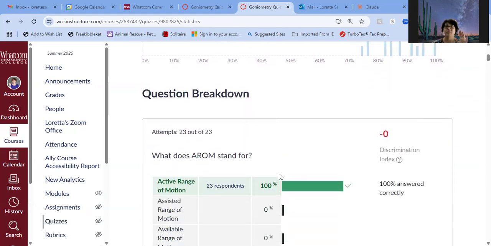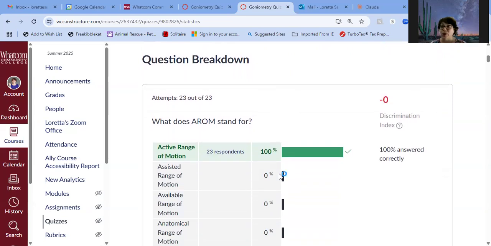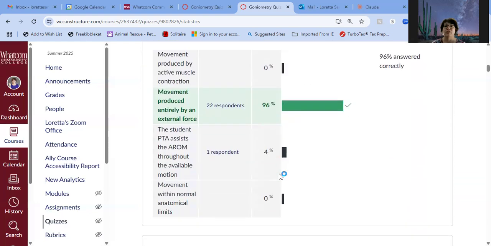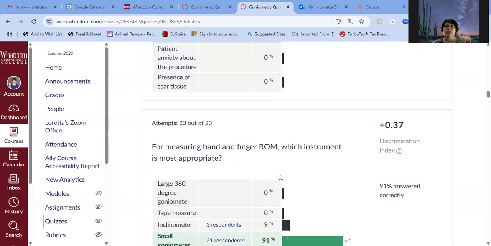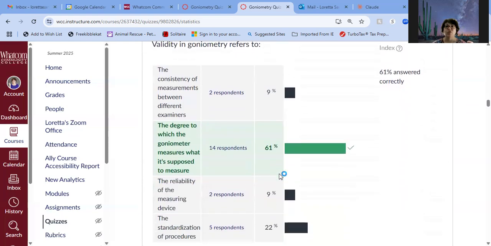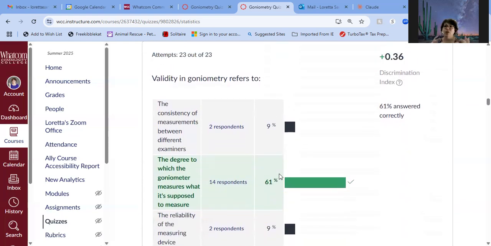I'm not going to spend a lot of time talking about the questions that most people or everybody got right, but I'll talk about the ones that were a little more difficult. So those are all good. The first area where people ran into issues was sort of the terminology that goes with goniometry. And this is from the lecture.